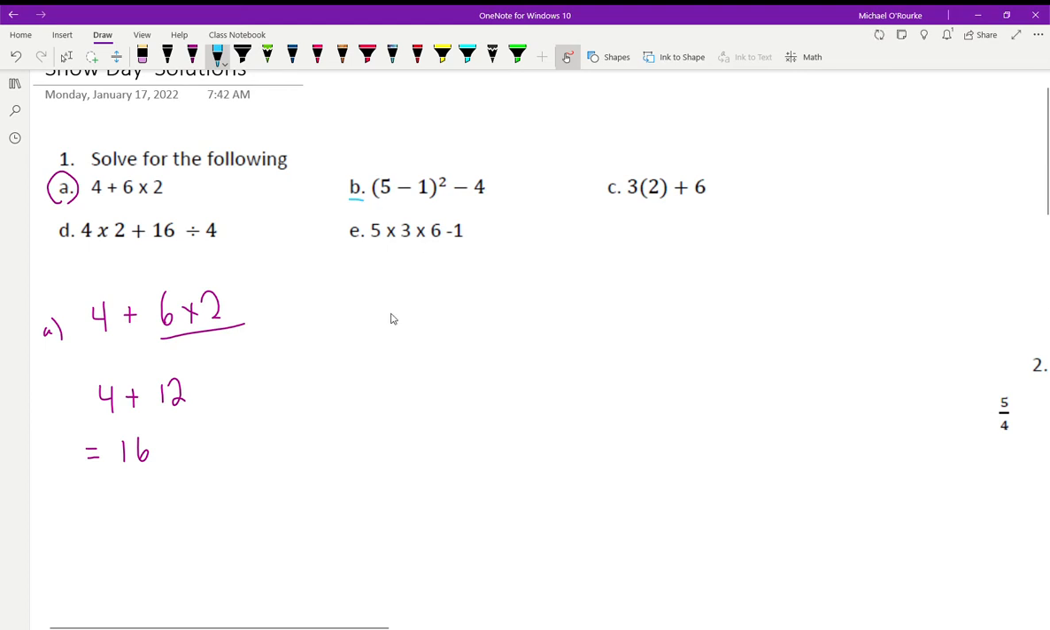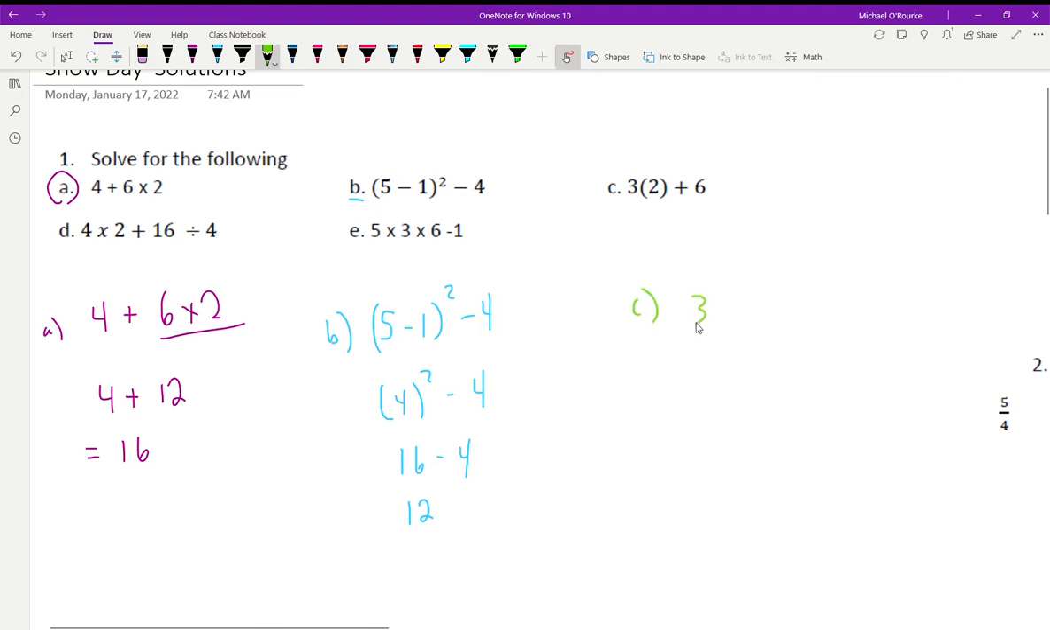Next one, 5 minus 1 squared minus 4. So let's do our brackets first. 5 minus 1 is 4, squared minus 4. 4 squared is 16 minus 4, which equals 12.